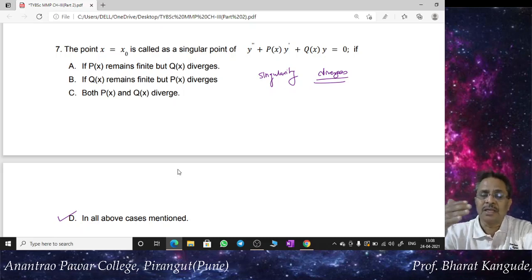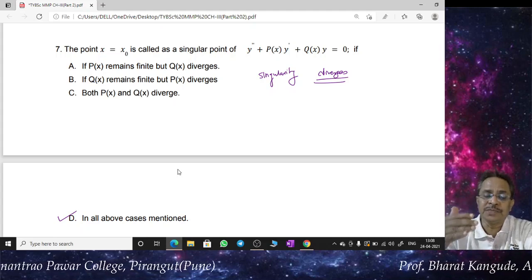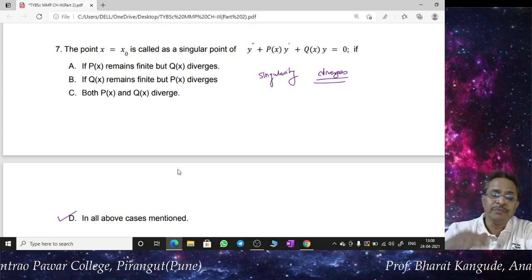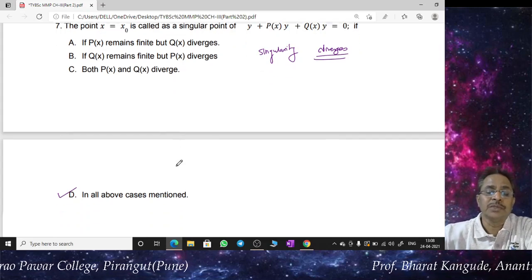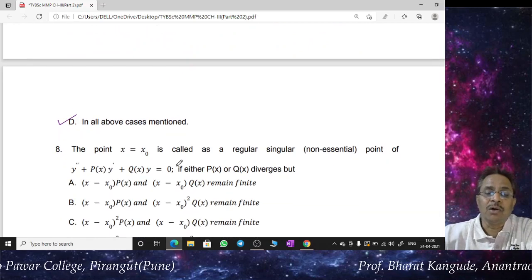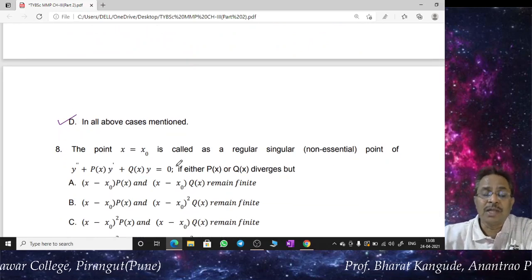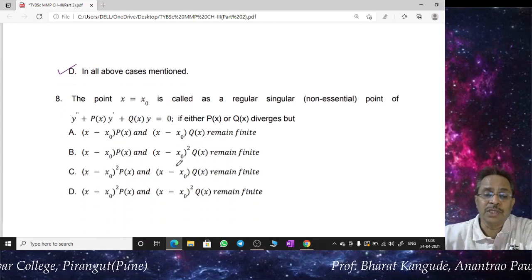option A is possible, option B is possible, option C is possible. All these A, B, C are true. Therefore, option D is the correct option for question number 7. In all cases mentioned, that point is called a singular point of the given differential equation.